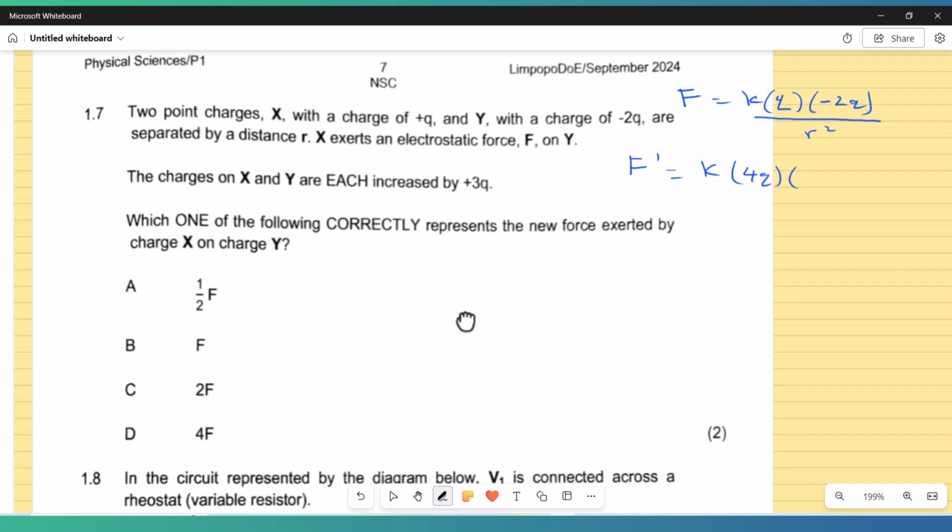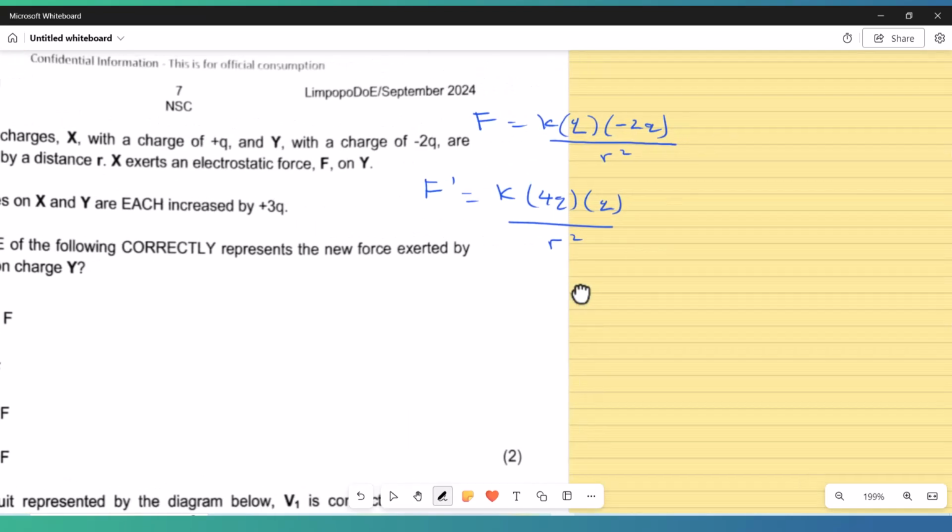It gives us Q here. So distance was not changed, so this R squared here. Now if you check this side here, if I simplify the first one, we get 2K, then Q squared divided by distance squared. Let's now check the other. It's gonna give us 4K, then Q squared divided by R squared. To be the same as on here, we multiply by 2. We say 2 times 2K Q squared divided by R squared.